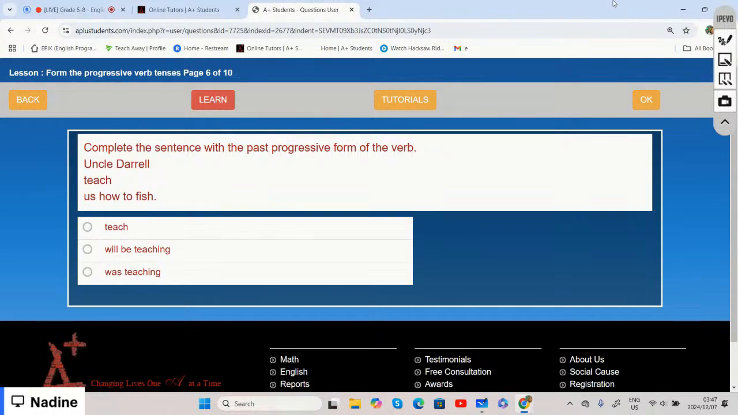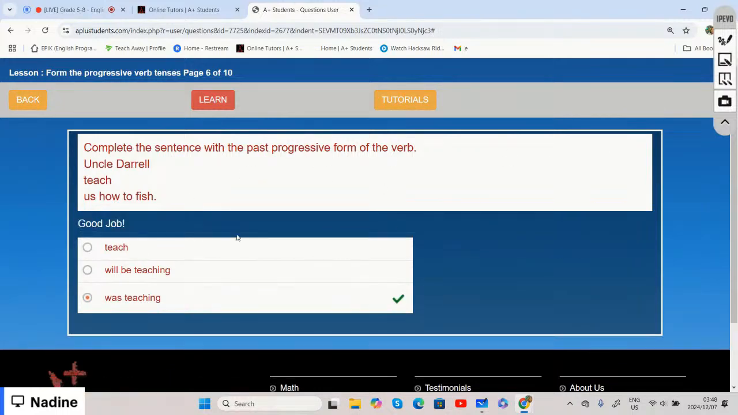And if we were to select the correct answer, then yes, we will choose option three, where we say that Uncle Daryl was teaching us how to fish, and that shows the past progressive form of the verb.